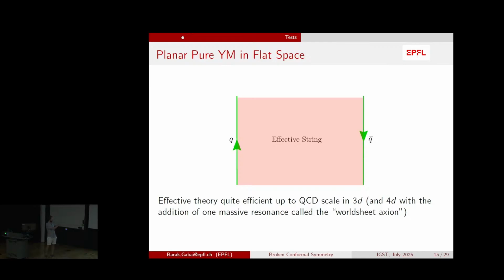And in 4D, roughly the same thing happens. You just need to add 1 degree of freedom, which is a massive pseudoscalar, and people refer to it as the worldsheet axion. And then, again, the effective theory works pretty well.